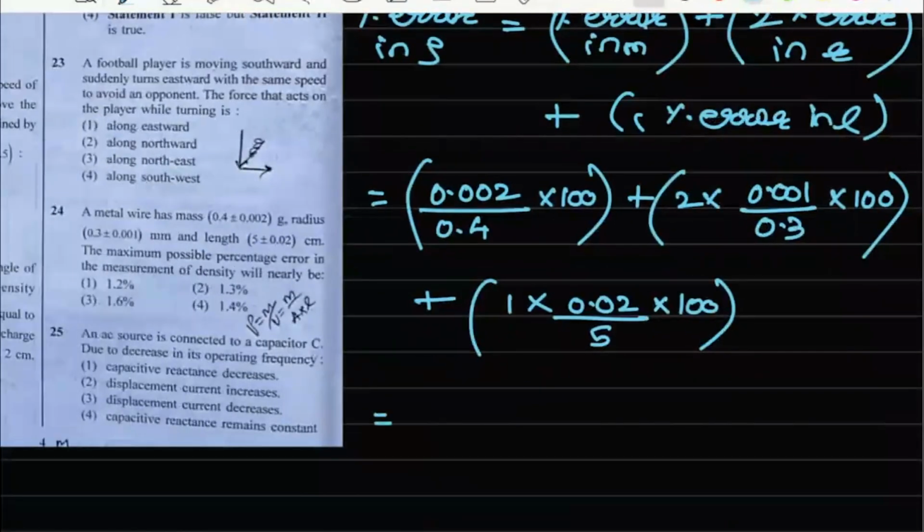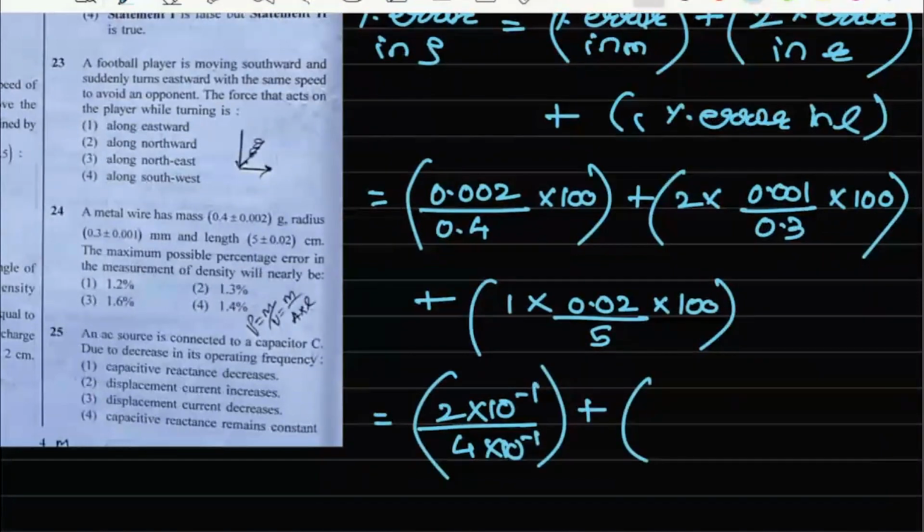So now what numbers do we have? So into 100 means this is 2 times 10 raised to -1 upon 0.4, which is 4 times 10 raised to -1. I would say 2 into 0.1 by 0.3, which is nothing but 1 by 3. I could have done that here also. Let's say 2 by 4.